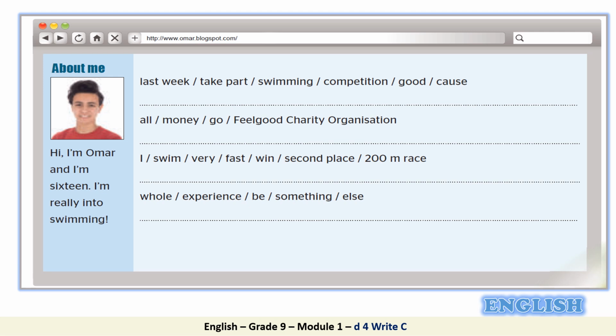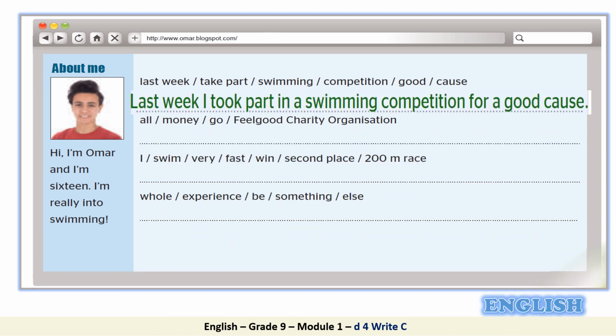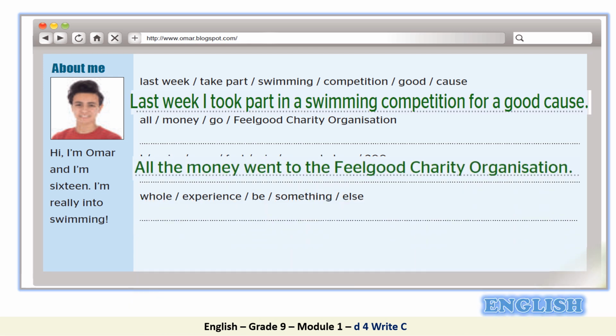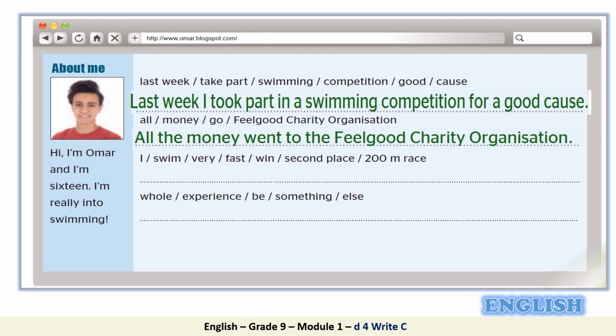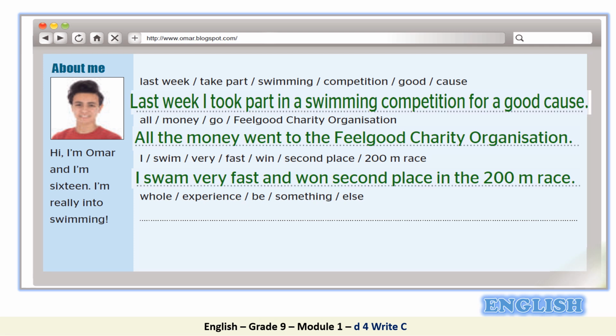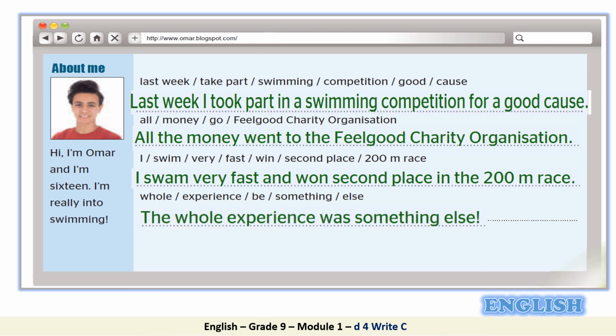Last week, take part swimming competition, good cause. The first sentence must be: last week I took part in a swimming competition for a good cause. The second one, all money go feel good charity organization. All the money went to the feel good charity organization. The third sentence, I swim very fast, win second place, 200-meter race. I swam very fast and won second place in the 200-meter race. Whole experience be something else. The whole experience was something else.